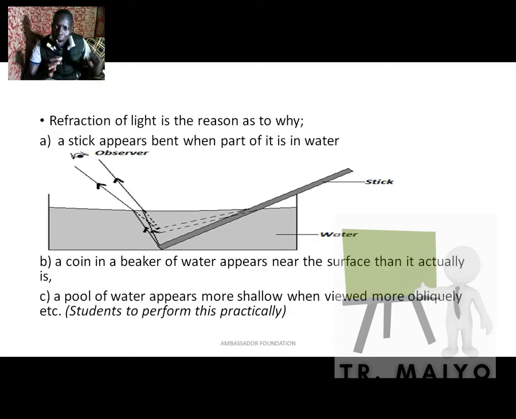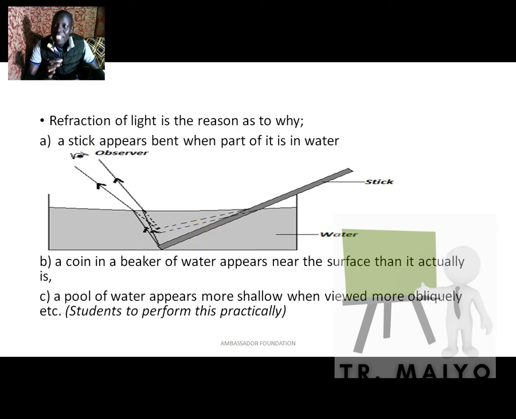Now, I want us to see 4 case examples of things that happen because of refraction. There are things that happen simply because of refraction. The first one is when you put a stick in water, it bends.